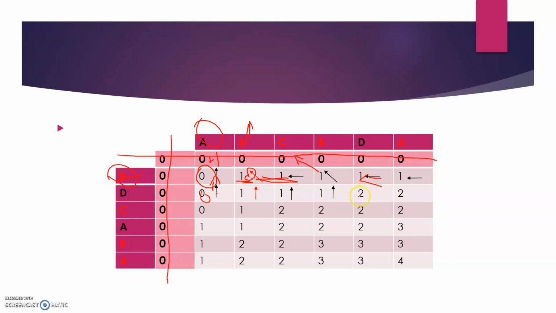Here it is a match, D with D, hence taking from the diagonal, it's going to be 2. Taking here D with A, it's no match, taking from the previous value, it's going to be 2. Next one C, C with A, no match, taking from the top value, and C with B, no match, taking from the top value. C with C is a match, taking from the diagonal, it's going to be 2.